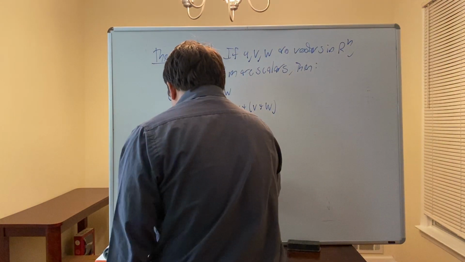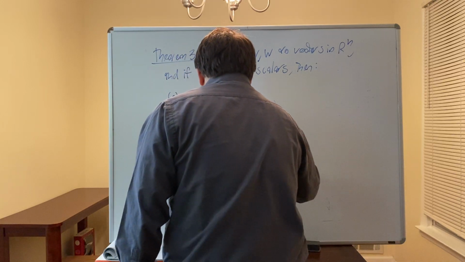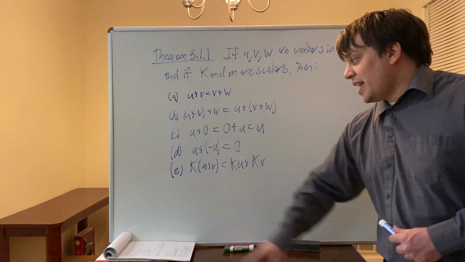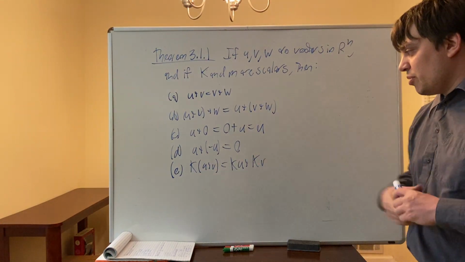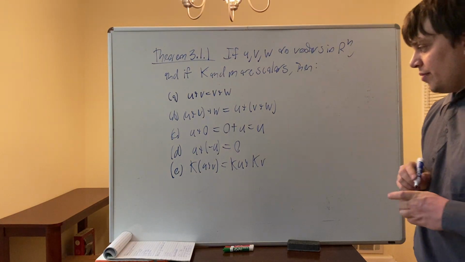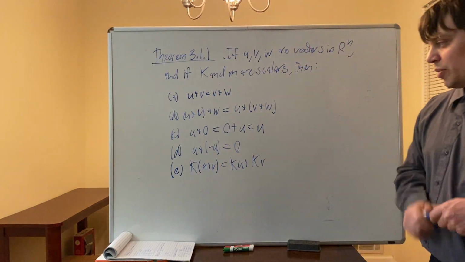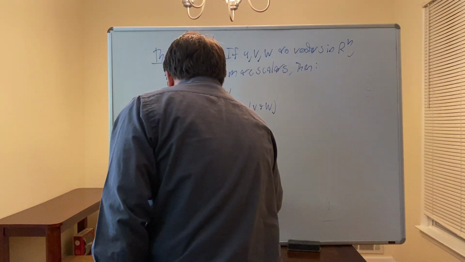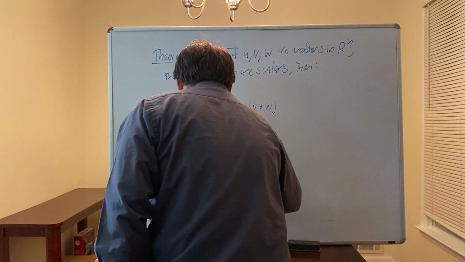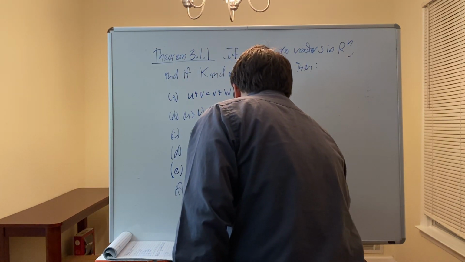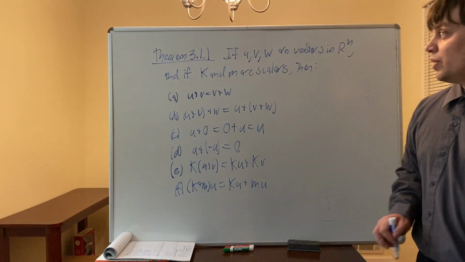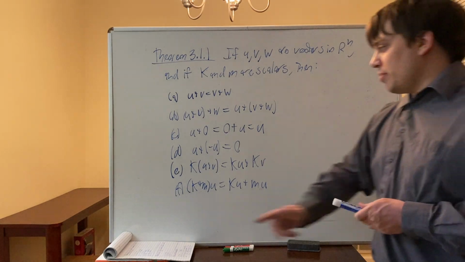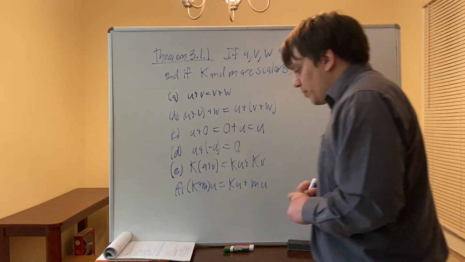E is k(u + v) = ku + kv. I had two vectors u and v, and I multiplied on the left by the scalar k. So it's like the distributive law, except you're multiplying on the left by a constant. Now F is (k + m)u = ku + mu. Now I'm adding two scalars, two numbers, k and m, and multiplying on the right by the vector u.